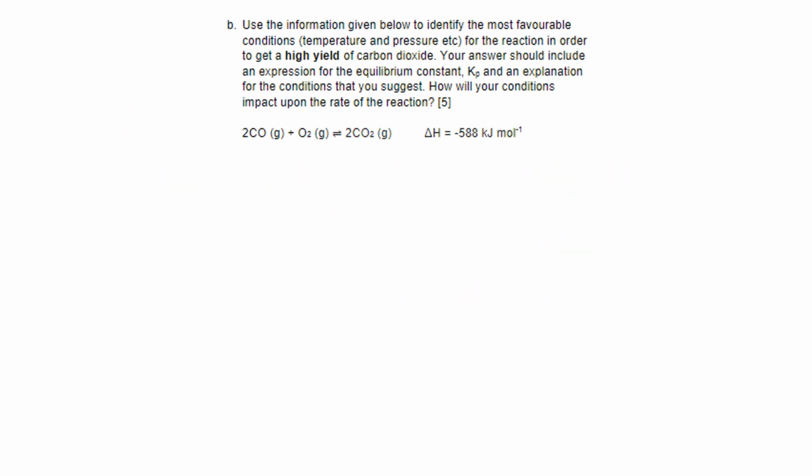Okay, so we've got another example here. You've got 2 lots of CO gas reacting with 1 lot of oxygen gas to produce 2 lots of CO2 gas. So you've got 3 moles of gas on the left-hand side, the reactants, and 2 moles of gas on the products. And you're told that delta H is minus 588 kilojoules per mole. That means the reaction is exothermic.